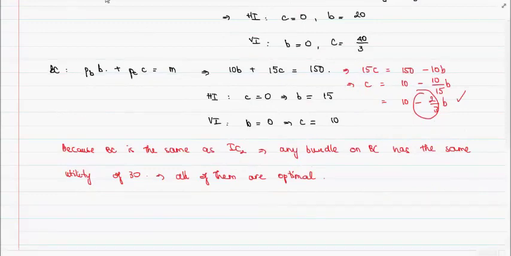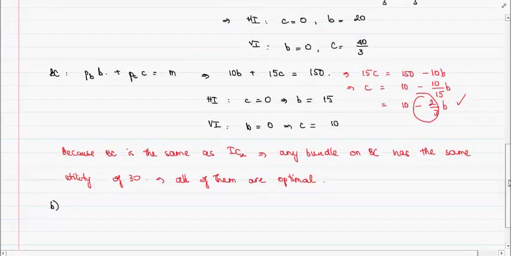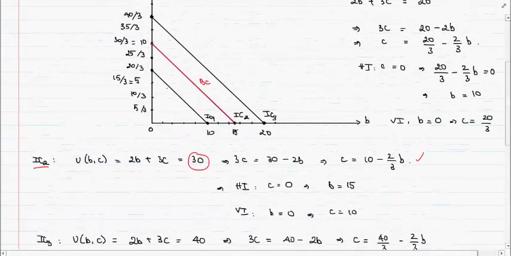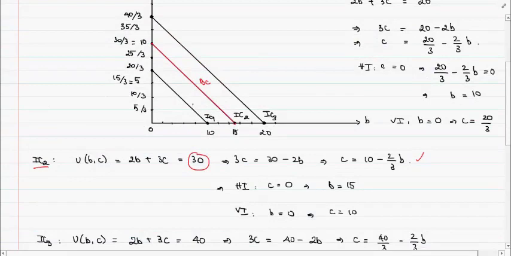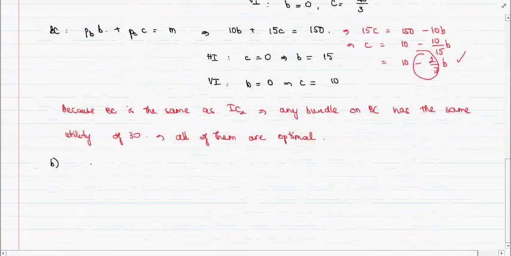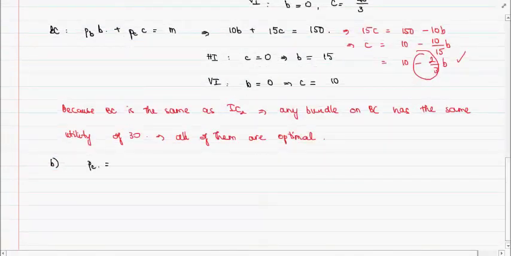Part B asks you to show the change in demand that occurs if the price of C increases to 16. This doesn't change our indifference curves, because our utility function remains the same. The only thing that is different is the budget constraint, because we have a different price for C. So our budget constraint now becomes 10B plus 16C equals 150. I would like to draw this now on a diagram.